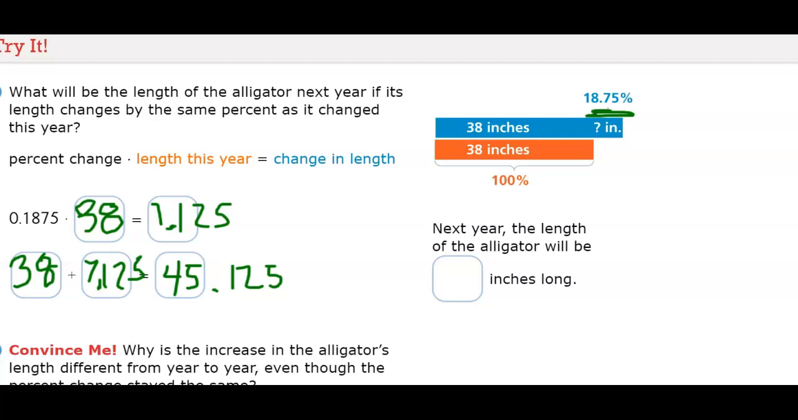And I'll write it again here. And that's it. 45 and 125 thousandths inches long.